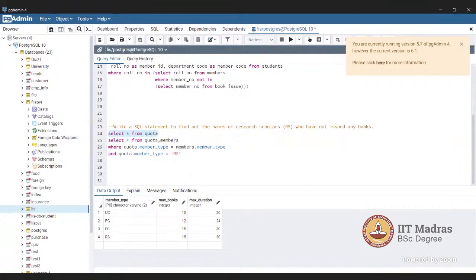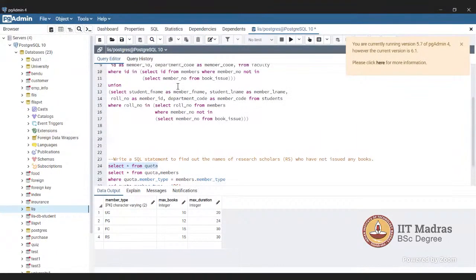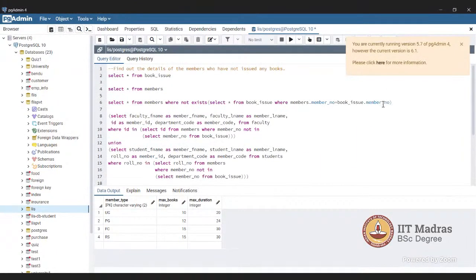Yes, sir. In books, no research scholars took any book. So yes, there is no entry for RS, but your query is wrong. You can try using the not exists operator also. You have to add an extra condition in this query. So you can try it out.